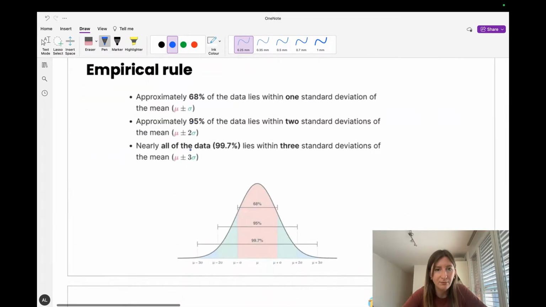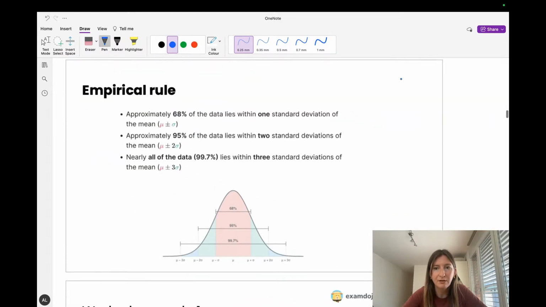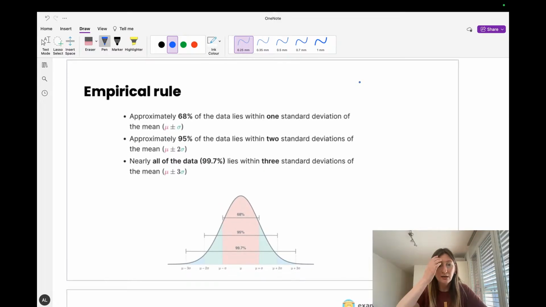All right, so I mentioned the empirical rule earlier. This is something that you have to memorize. Let me just check anything in the chat. No, I'll try and check and answer if you have anything.